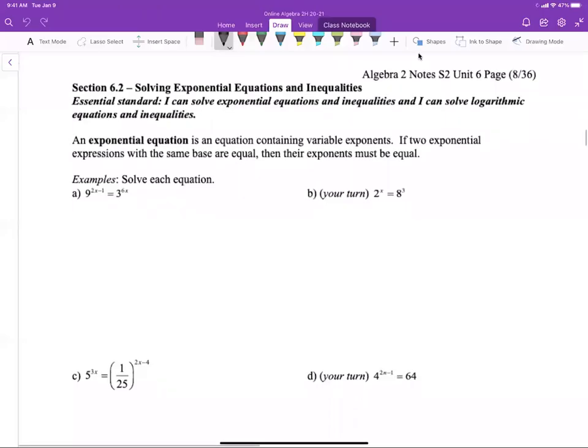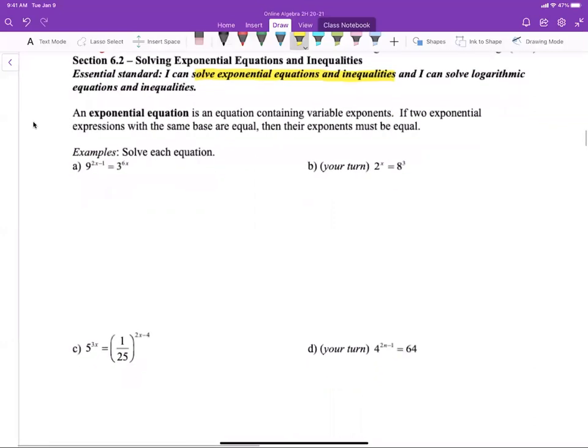All right, this is our lesson 6.2, solving exponential equations and inequalities. This is 6.2 A. All right, the essential standard: I can solve exponential equations and inequalities. That's what we're going to focus on today. And eventually we will learn how to solve logarithmic equations and inequalities. An exponential equation is an equation containing variable exponents.